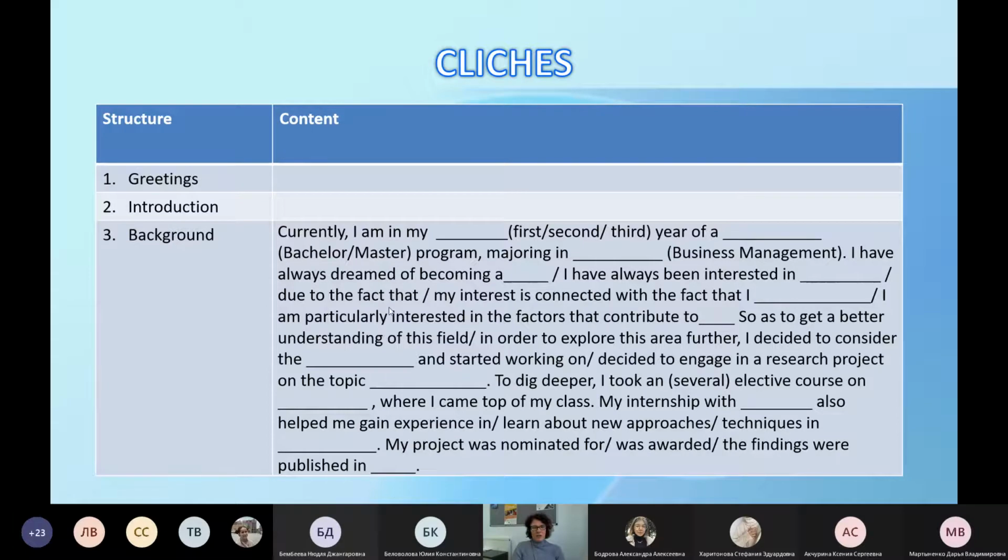So what do you see here? We have this explanation: where you study, why you're so engaged in this topic, what you did that helped you actually acquire extra information, what helped you to become more or less an expert in that, and then you prove that you're an expert by providing information about your GPA, about your awards, and so on. So that's all about the past background, and you see the cliches that you can use to introduce your personal information. So next one.